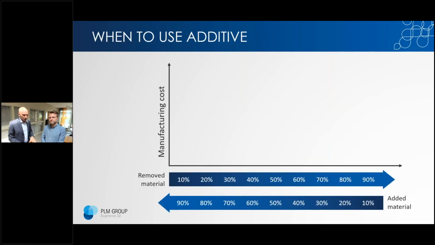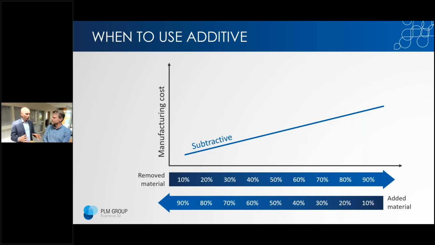So when to use additive manufacturing? This is just a simple schematic on when to use it. Manufacturing cost is on the y-axis, and on the x-axis you have the amount of material that is removed versus how much is added. So for subtractive manufacturing, that is machining, milling, turning, and drilling, where you actually remove material from like a block of, I don't know, titanium or whatever. So you buy a block of titanium, you mill away 80%, and you have your part. So the cost follows the amount of material that you actually remove.